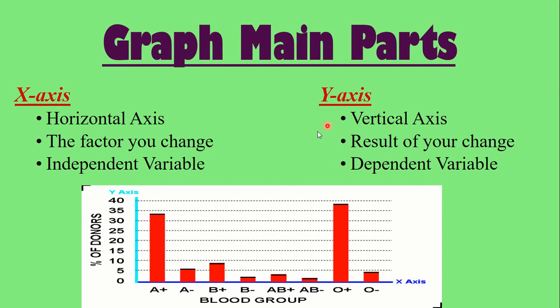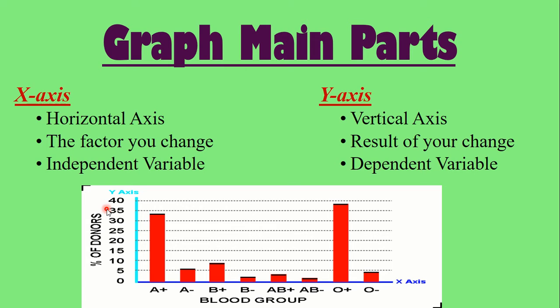The y-axis is the vertical axis, the one that goes up and down. This is the result of your change, and we call that the dependent variable. So if we look at this graph here, your x-axis is labeled blood group. So you're changing what blood group it is. And on the y-axis, your dependent variable, or the response, is the percent of donors.